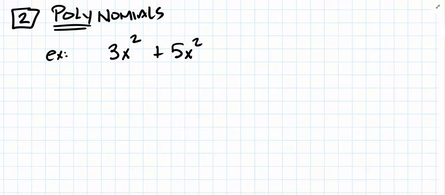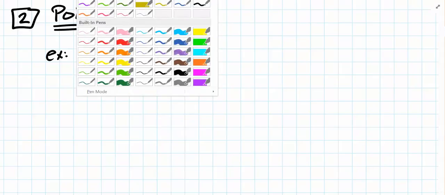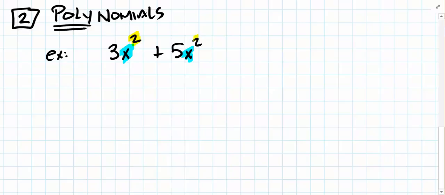Now, what does it mean to be like terms? There's two things that have to happen. Will, do you know? They have to have the same variable and they have to have the same exponent. Okay, so this is an example of two terms that are like terms. So I can add like terms together. In this particular case, if I have 3x squareds and 5x squareds, I have a grand total of 8x squareds.